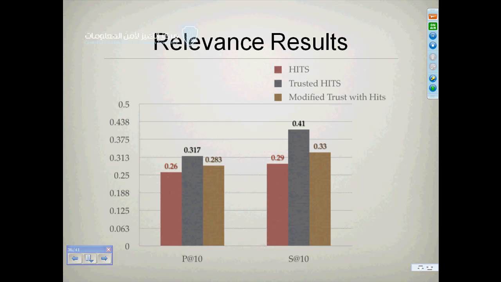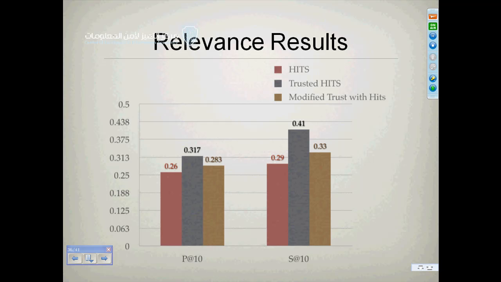Trusted HITS is really a yes or no type of decision. If spam pages are not pointed to by any trusted page, they immediately go to the bottom and get a score of 0. Whereas this method is more graded. All the pages can get some rank, but the spam pages will get a lower score.